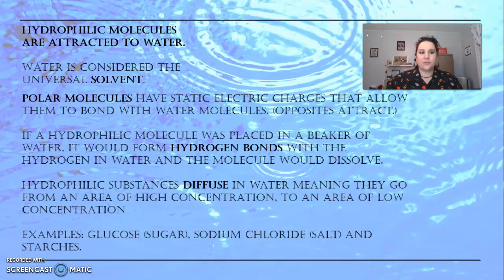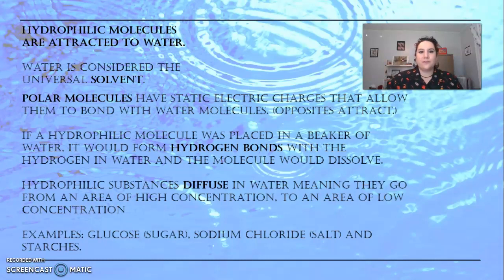Most hydrophilic molecules are polar molecules, which means they have a static electric charge, and this allows them to bond with water molecules because opposites attract. If a hydrophilic molecule was placed in a beaker of water, it would form hydrogen bonds with the hydrogen in water, and the molecule would dissolve.